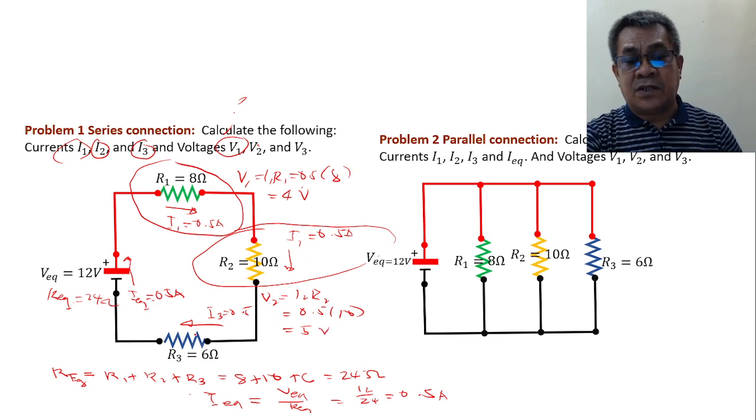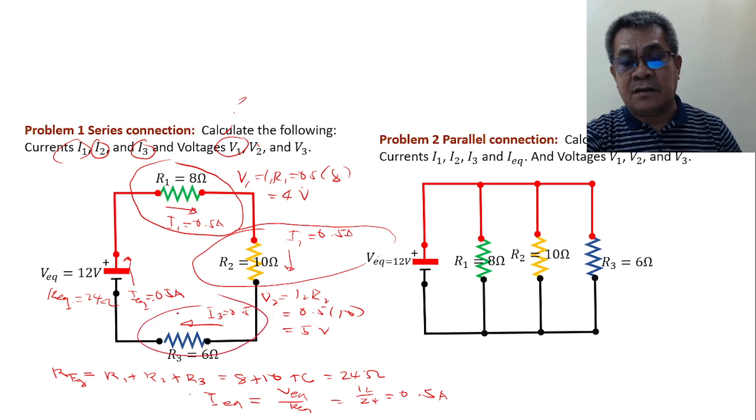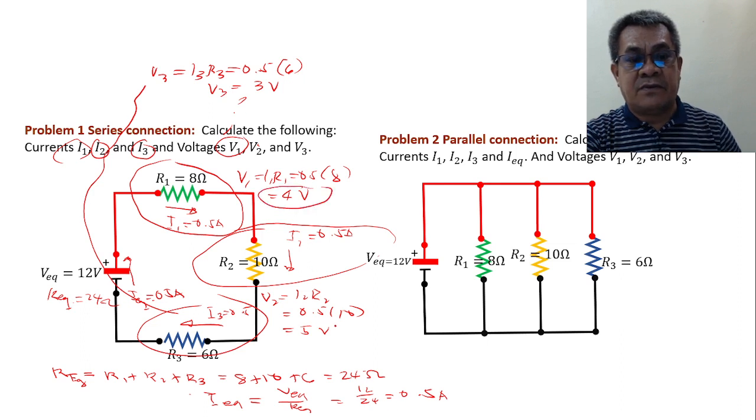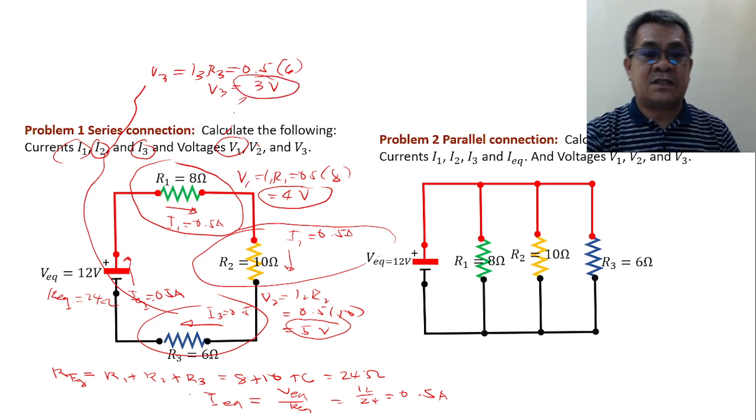Okay. Now, what about V3? Again, our V3, at that junction, V3 is I3 times R3. But I3, again, current is constant, so it should be I also, multiplied by what? R3. R3 is 6. And the answer is 3 volts. So therefore, these are the answers to the problem. V1 is 4 volts, V2 is 5 volts, then V3 is 3 volts.